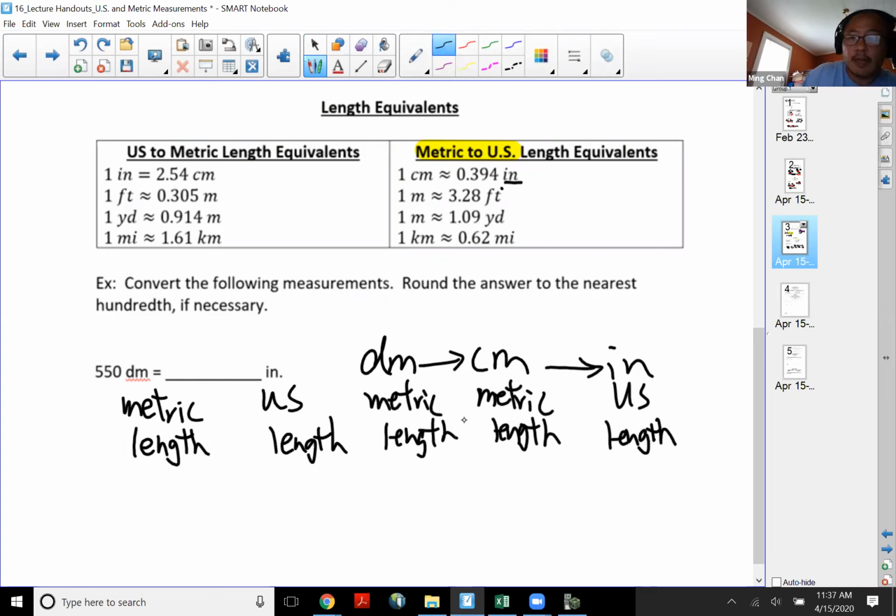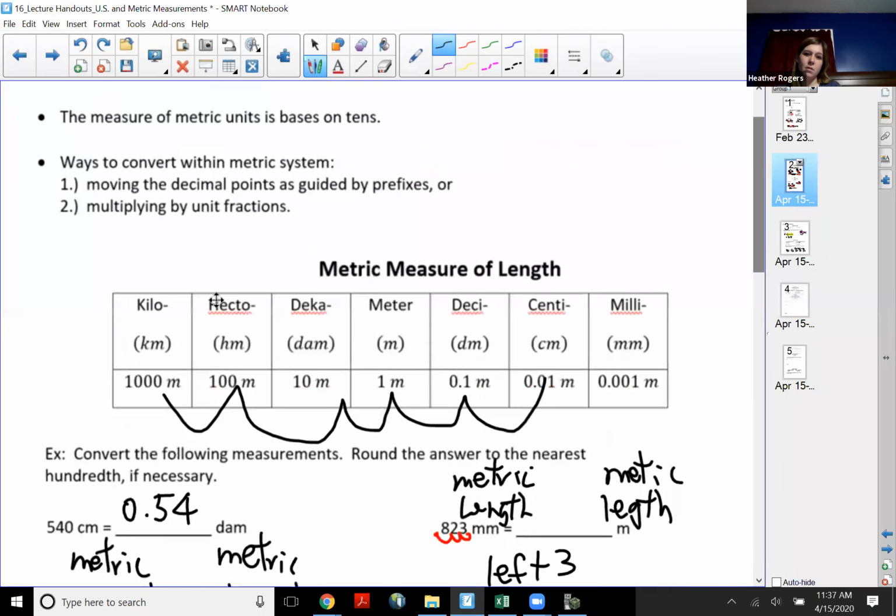All right, so check it out. How do I go about converting metric length to metric length? What do I do? The decimal. I get to move the decimal. That's right here. That's why we write out the units, so we know where we are at any given time.